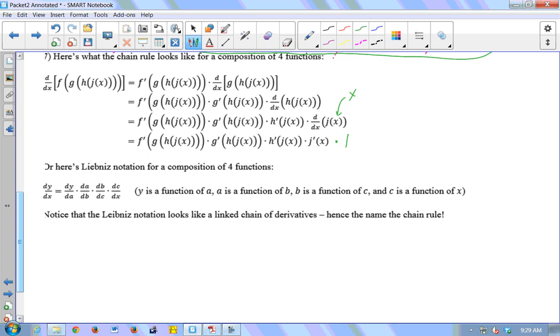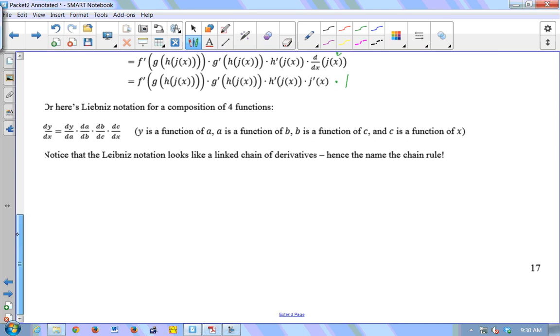And this is the Leibniz notation for a composition of 4 functions. If you want dy dx, you do dy dA times dA dB times dB dC times dC dx. Where y is a function of a, and a is a function of b, and b is a function of c, and c is a function of x. Okay. So you notice that the Leibniz notation looks like a chain of linked derivatives, and that's why we call it the chain rule.